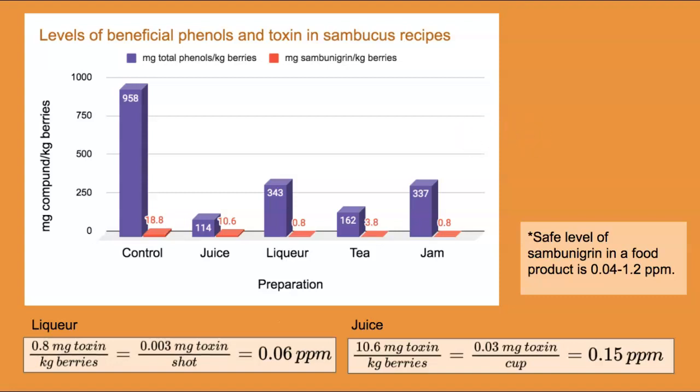So to wrap everything up, the liqueur and jam recipes managed to retain over a third of the beneficial phenols in Sambucus berries and also demonstrated a very low level of the toxin. In fact, a very non-dangerous and safe level of the toxin was found.